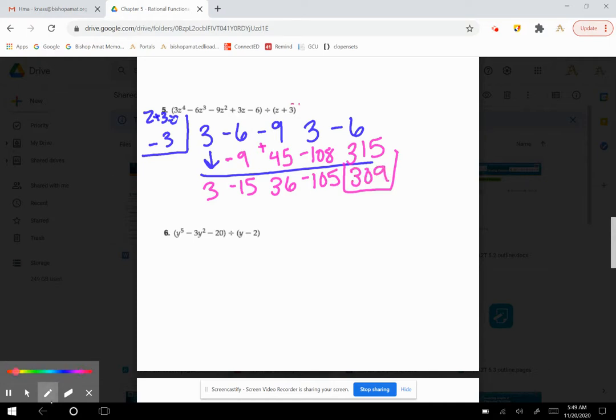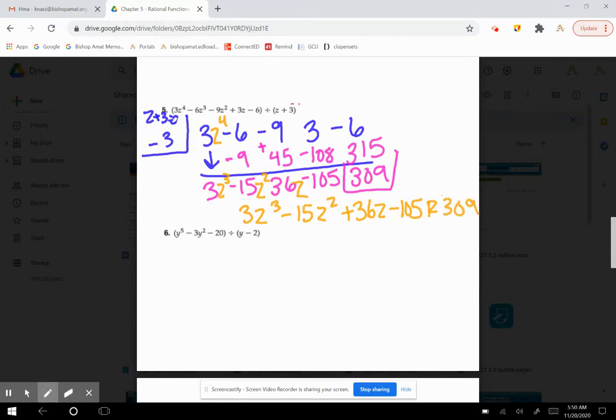So let's look at what our answer is. We started with z to the 4th, so now this is z cubed. And to get the rest of this: z cubed, z squared, and z. So here's our answer: 3z cubed minus 15z squared plus 36z minus 105, remainder -309.